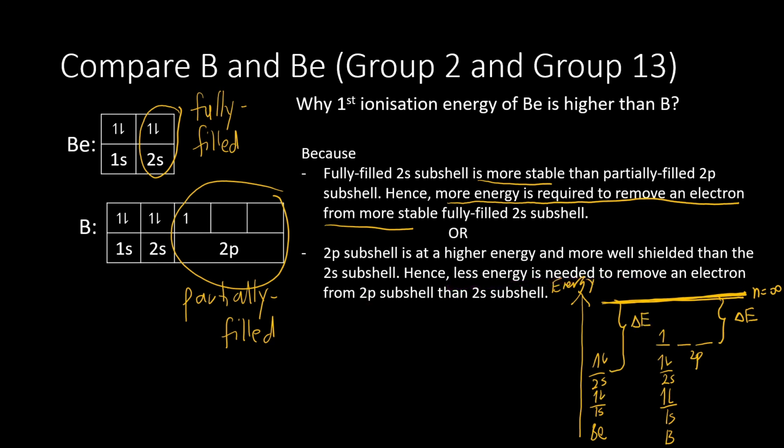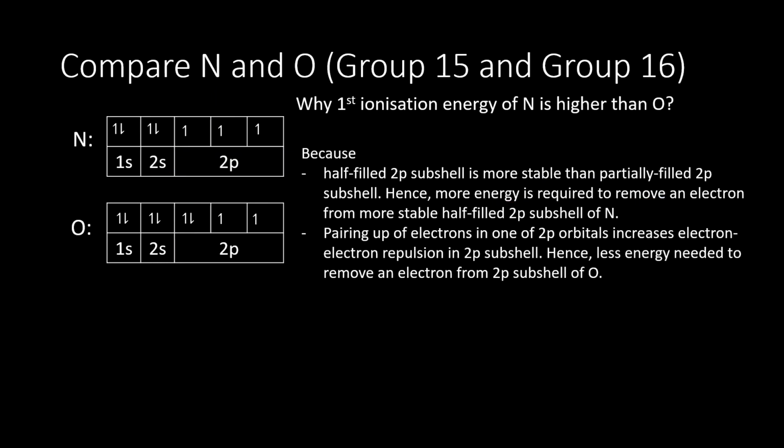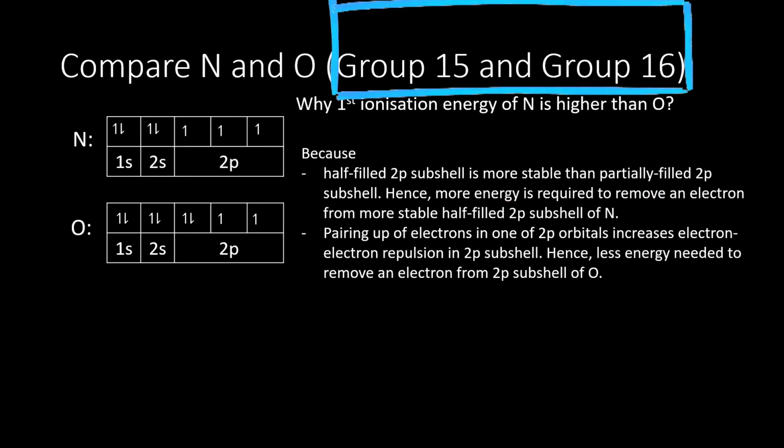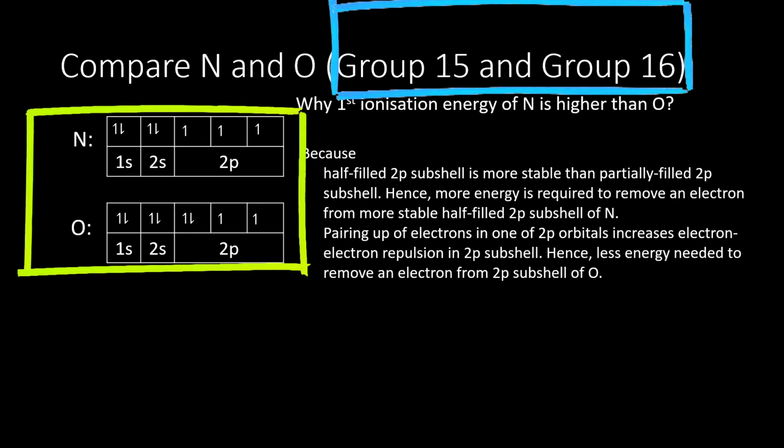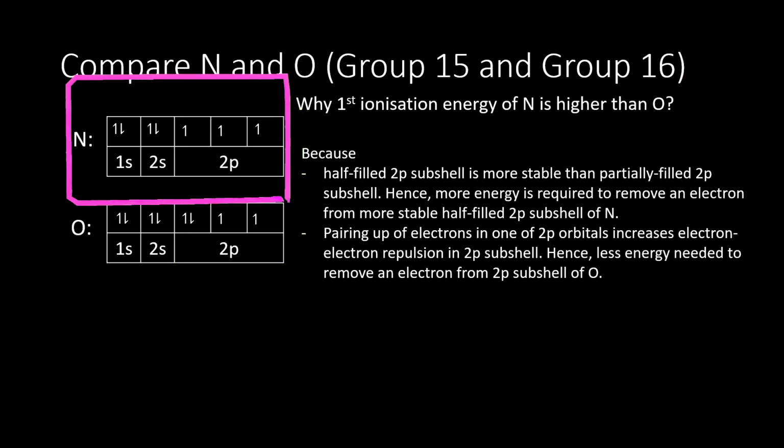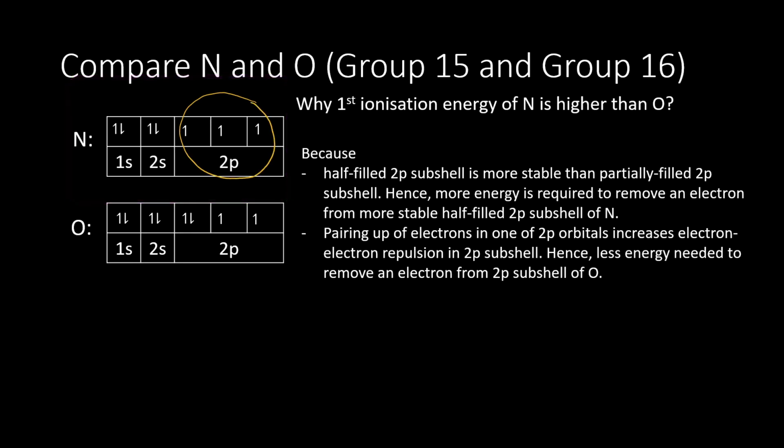How about the dip between group 15 and group 16? For this, I use nitrogen and oxygen as the examples. For nitrogen, the electronic configuration is 1s2, 2s2, 2p3. And from the electronic configuration of nitrogen, we can see that the 2p subshell of nitrogen is half-filled.